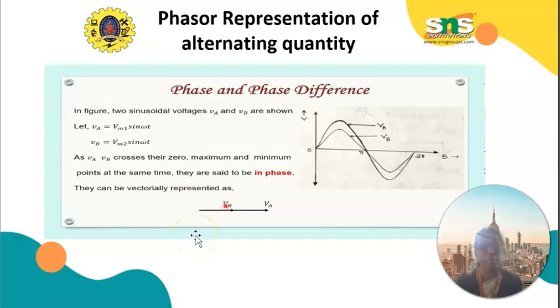Phasor representation of the alternating quantity. Va is equal to Vm1 sin omega t. Vb is equal to Vm2 sin omega t. Where Va and Vb cross zero, and reach maximum and minimum points at the same time, they are said to be in phase. They can be represented vertically as in this diagram, showing phase and phasor difference.